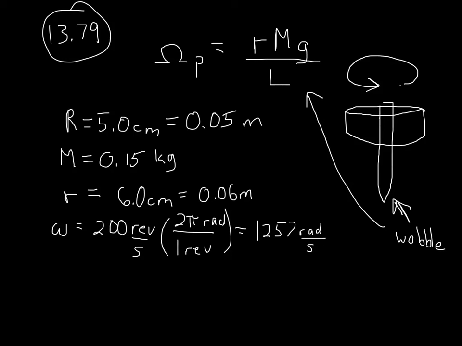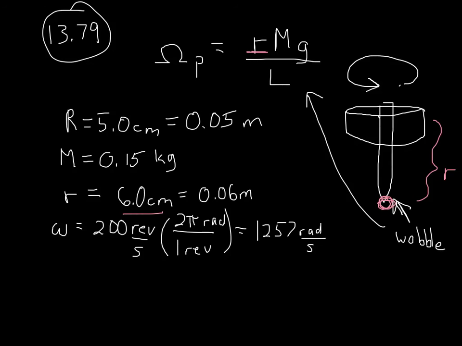And that wobbling depends on the distance that I am from my rotation axis. So my disk, this disk part, how far is that from my point of rotation? What is this distance? That distance is my little r. And as we're told, our spike protrudes 6 centimeters. So this little r in my precession equation is how far I am from the point of rotation that I'm precessing around.